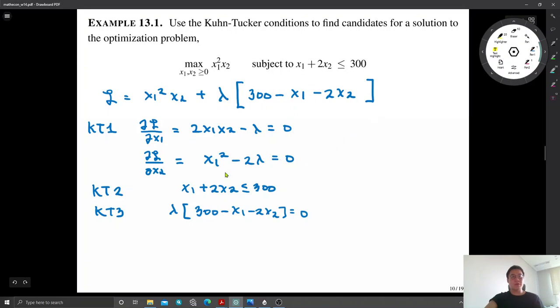All right. And then the way to solve this system of equations and inequality is we divide our analysis into two cases, depending on whether the multiplier is positive or equal to 0. So case 1: suppose that lambda is equal to 0. And case 2: lambda is strictly positive. If lambda is equal to 0, by this condition, we can immediately see that x1 is going to be 0.